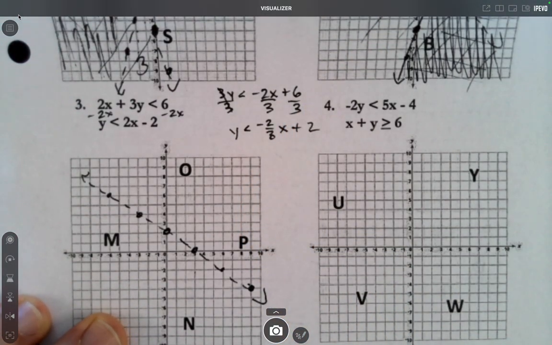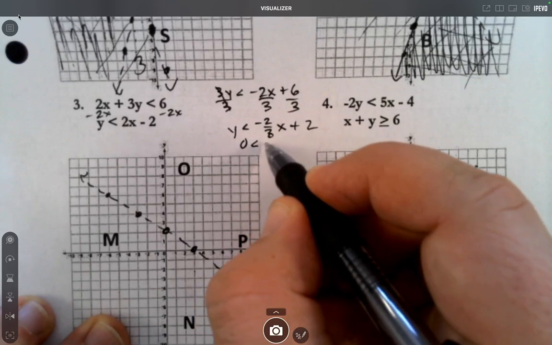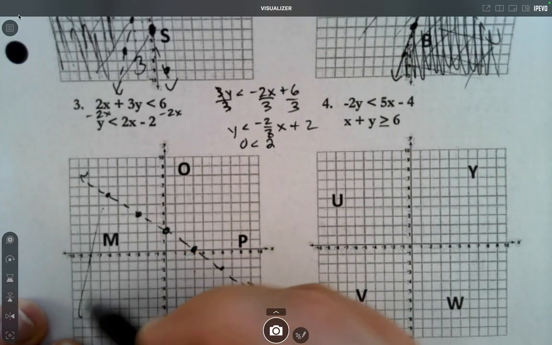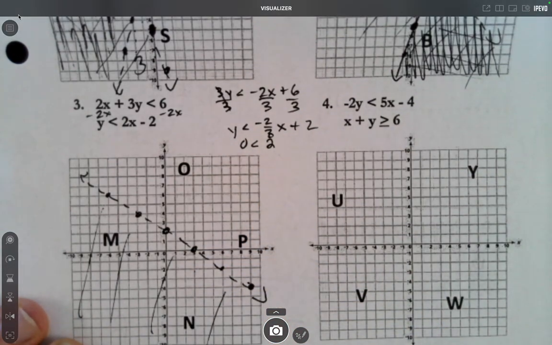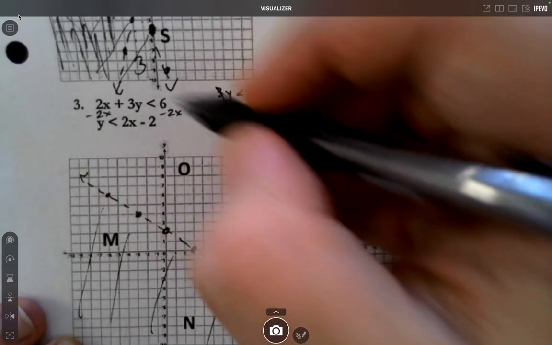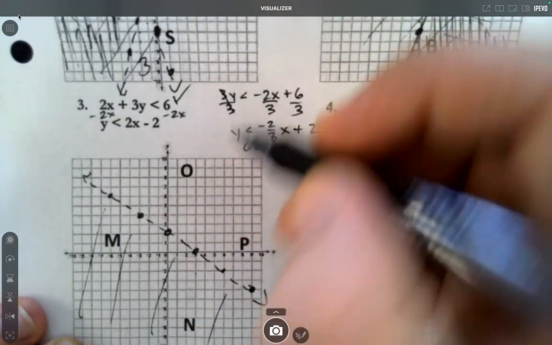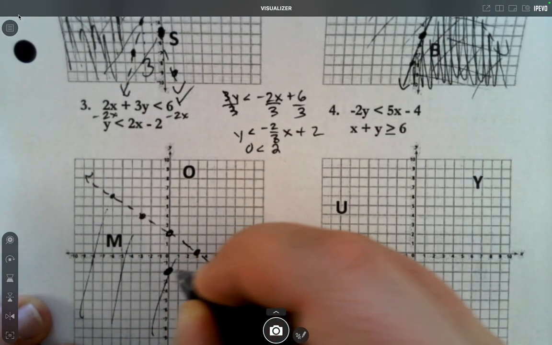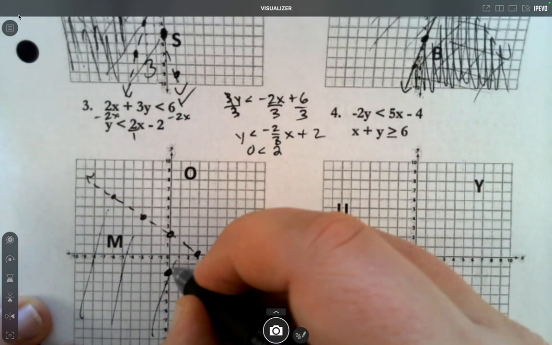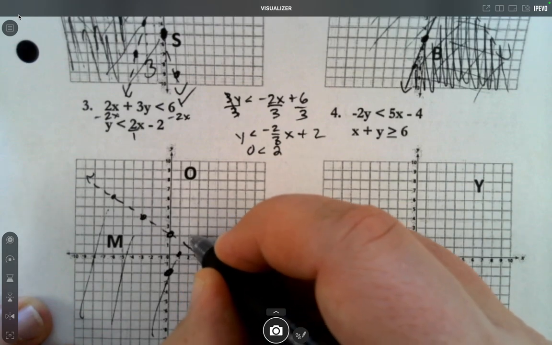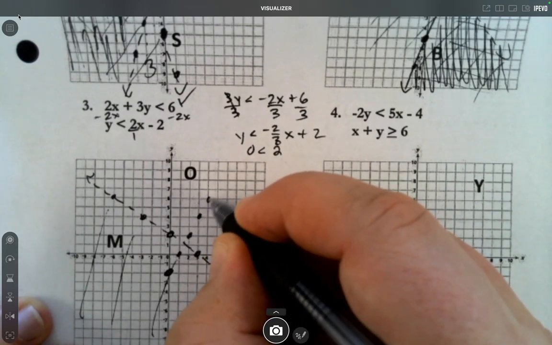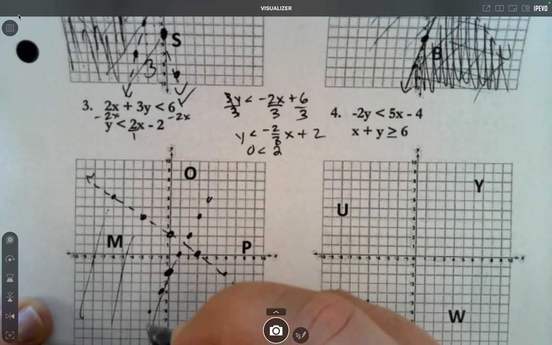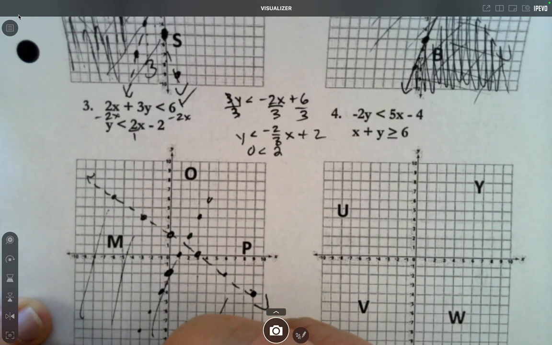Let's try 0, 0. 0 is less than 2. That's true. So we'll shade below this line. So we've got this one covered. Now let's do this one. Its y-intercept is -2. Its slope is +2. So we go up 2 over 1, up 2 over 1, and so on. And this will be a dotted line.